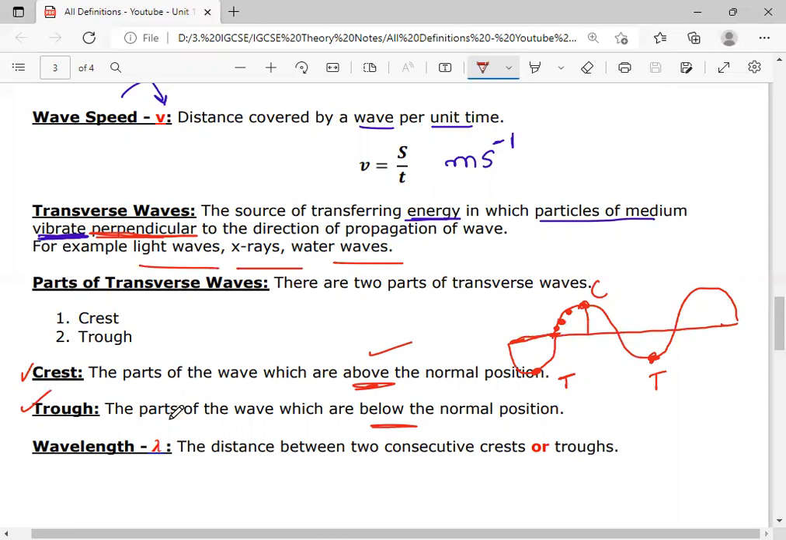Wavelength is denoted by the letter lambda, and its unit will be meter or centimeter. So the distance between two consecutive crests or troughs. You are not supposed to write down the definition like this, the distance between two consecutive crests and troughs. So the distance between two consecutive crests, this can be the definition, or you can write the alternate definition, the distance between two consecutive troughs.